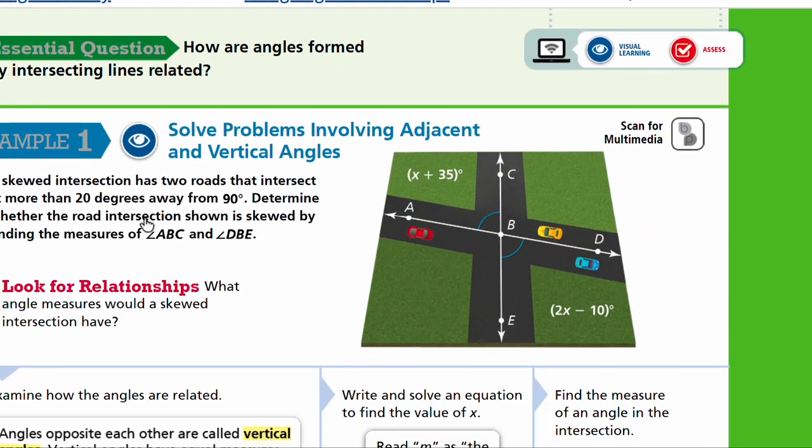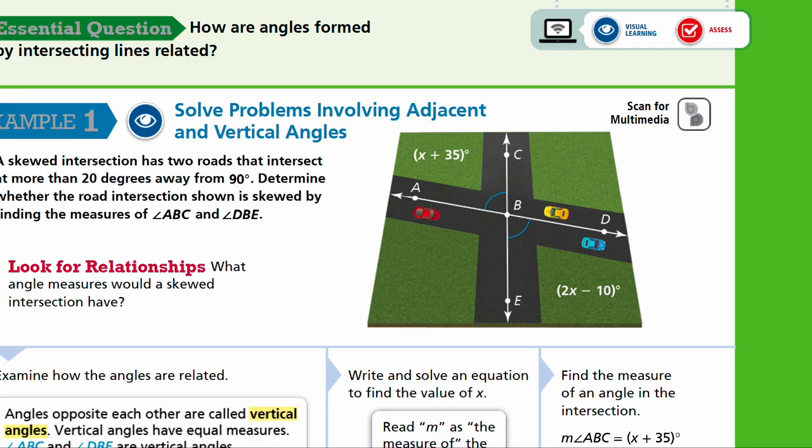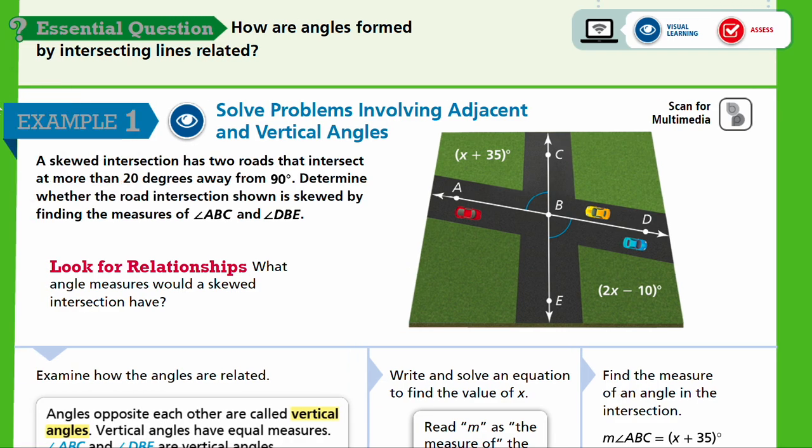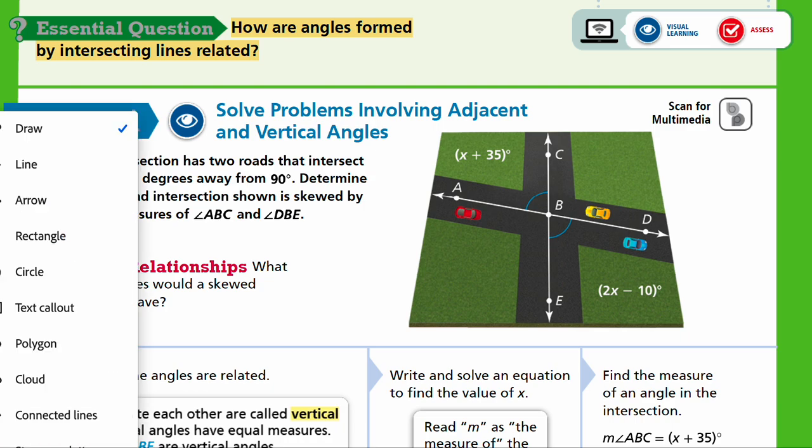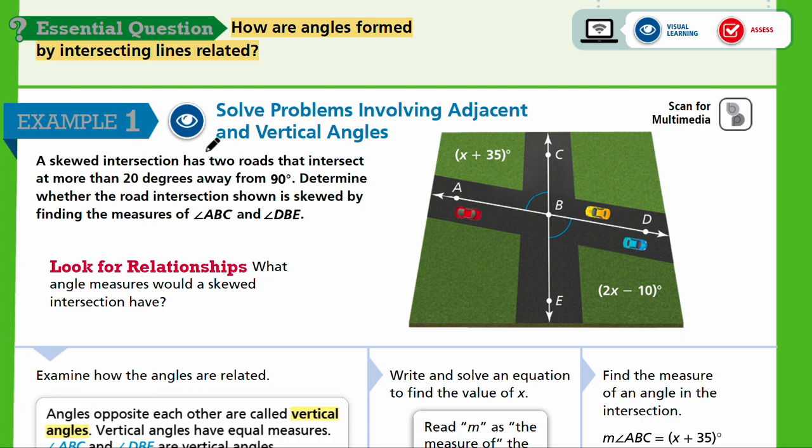Let's move on to example 1. The essential question for this lesson is: how are angles formed by intersecting lines related? Example 1: solve problems involving adjacent and vertical angles. Adjacent means the angles are right next to each other. Vertical angles are the angles that are not touching, the opposite angles.